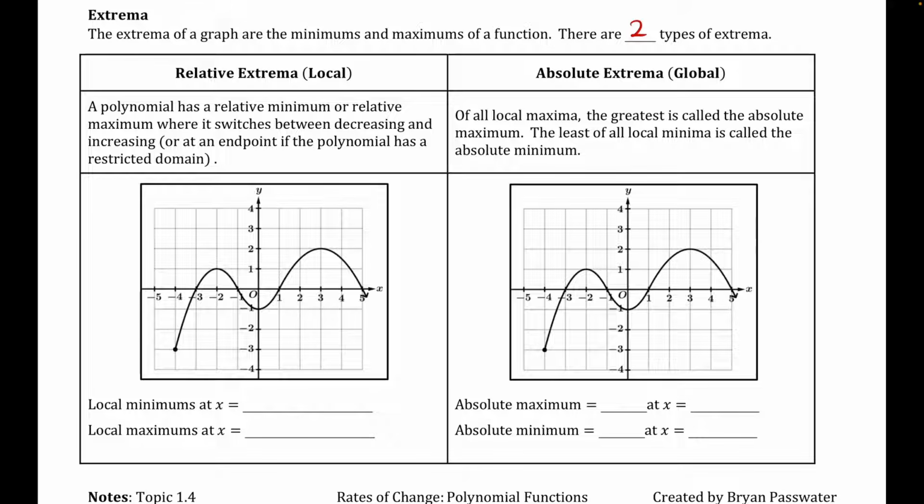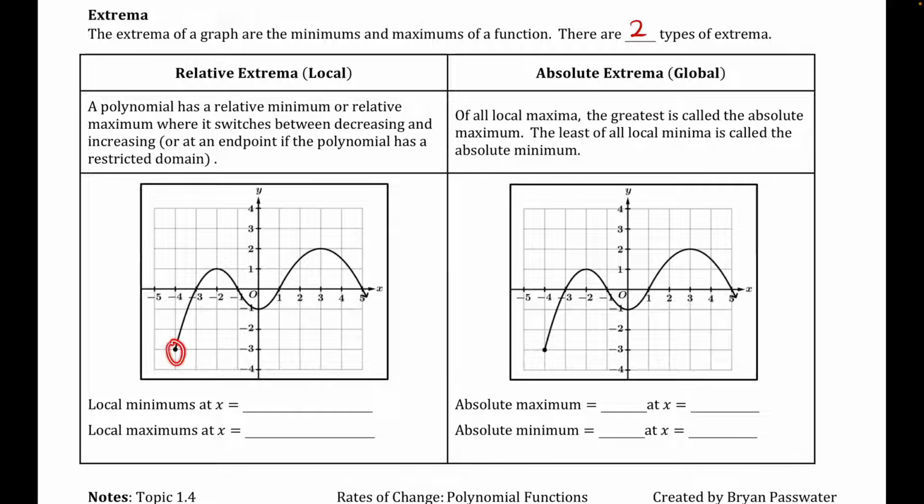And again, I'm just going to read here for you guys because I have a beautiful voice. A polynomial has a relative minimum or relative maximum where it switches between decreasing and increasing, or at an endpoint if the polynomial has a restricted domain. Restricted domain usually has a point and not an arrow. In the past, we've been kind of lazy about that. And I have this rule for us. In general, if you do not see an arrow, assume the function ends there. If you see an arrow, then you can assume it goes to infinity. Otherwise, we assume it ends there.